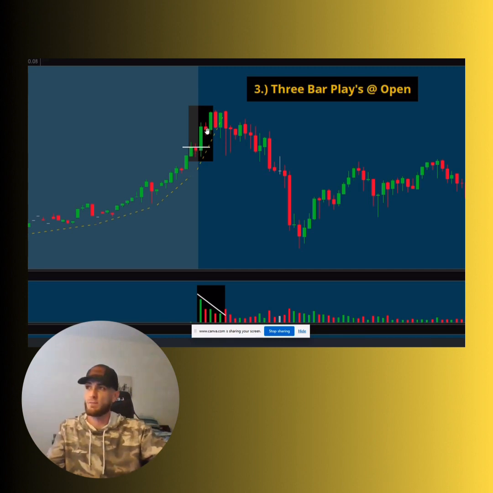And then straight from that, we form another 3-bar play. Igniting candle, dividing candle, breakout candle. So you could have scalped both of those. And this is an example where I say we don't always get the continuation. So make sure you practice scalping this pattern and not always looking to go long and day trade it.